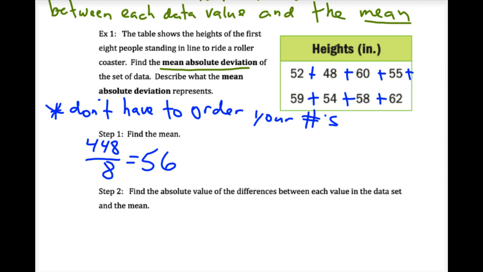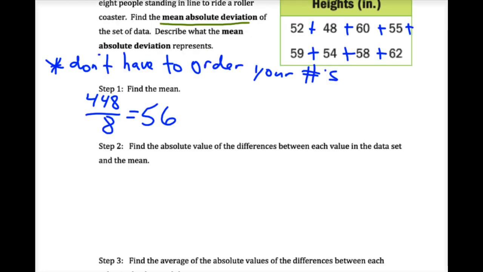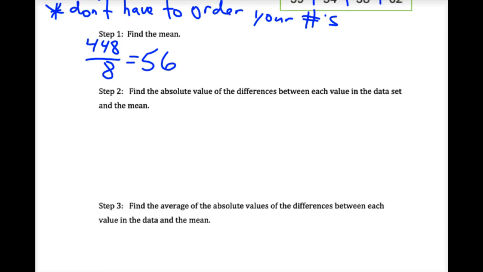All right, so your first step is to find the average. Now, here's where there's a lot of work that you guys got to do. You're going to find the absolute value of the differences between each piece of data in that table, and the mean. So you got to do 8 problems now. Here we go. Absolute value.